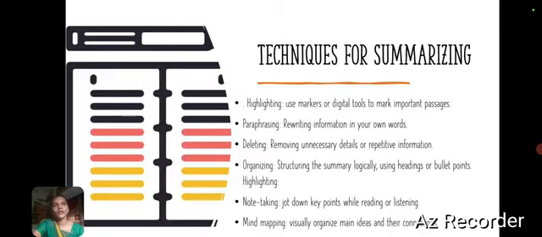So techniques for summarizing, we can use these techniques to summarize. Highlighting, use markers and digital tools to make note of important points. Paraphrasing is just rewriting in your own words. Deleting, removing the unnecessary things that we don't want while summarizing. Organizing, we can organize it according to our need to make it logically easy for us to understand. Note taking, we can take notes while listening and reading. Mind mapping is main ideas connected through different points.